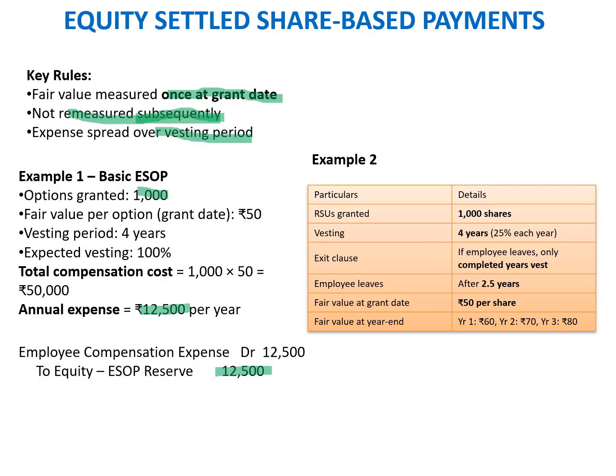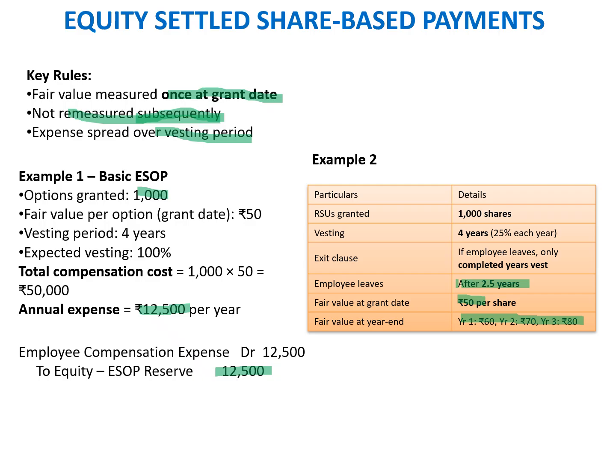In the second example, we have taken the example of RSUs, which is restricted stock units. So RSUs granted are 1000 shares. Vesting is again 4 years, which is 25% each year. Exit clause: if the employee leaves, only completed years vest. Here the employee leaves after 2.5 years. Fair value at the date of grant was 50 rupees, and the fair value at the year end for year one and year two is 60 and 70, and year three is 80.